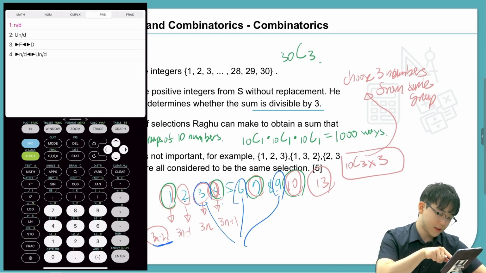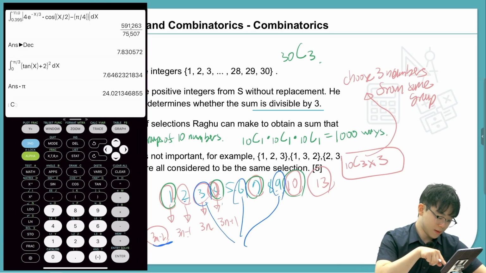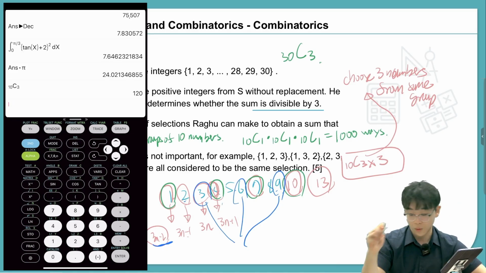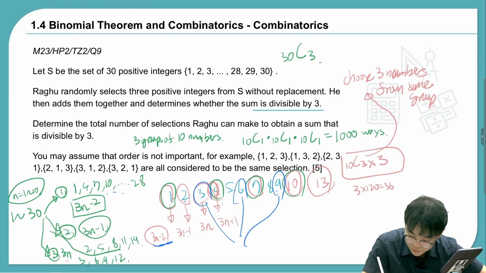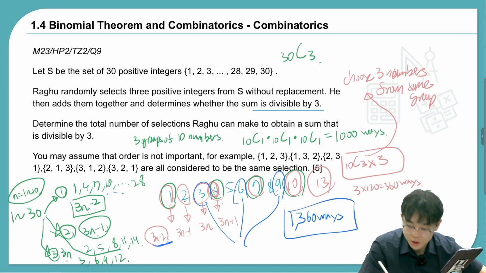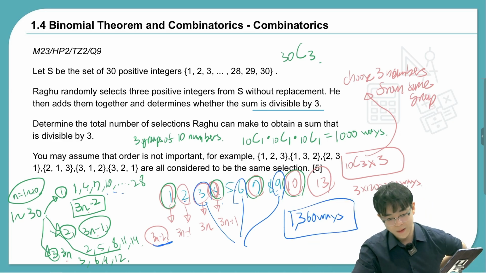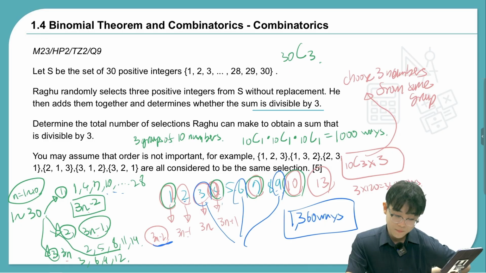10 choose 3 is like 120. So this would be 3 times 120, or 360 ways. So net total, we would get 1,360 ways for which we would get a sum that's divisible by 3.